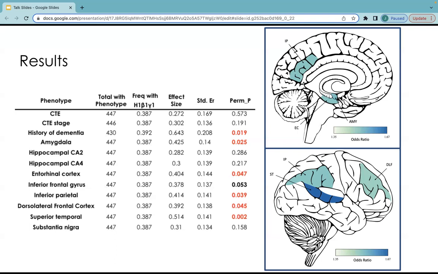We found that the H1 beta 1 gamma 1 MAPT subhaplotype is significantly associated with dementia diagnosis and a semi-quantitative tau burden in 5 different regions of the brain: the amygdala, entorhinal cortex, inferior parietal lobe, dorsolateral frontal cortex, and the strongest association in the superior temporal cortex, where the H1 beta 1 gamma 1 allele is associated with 60% higher odds of severe tau buildup.